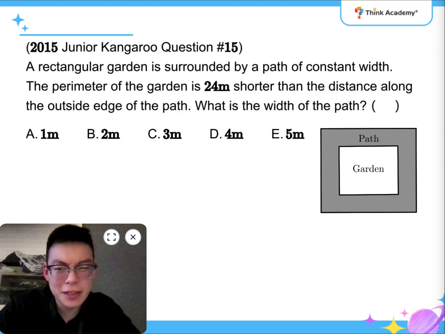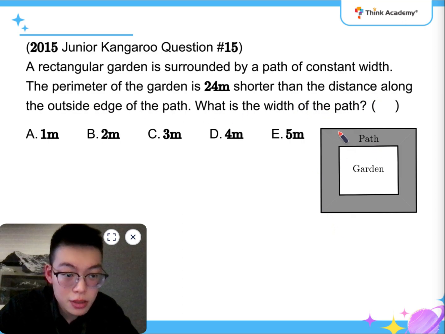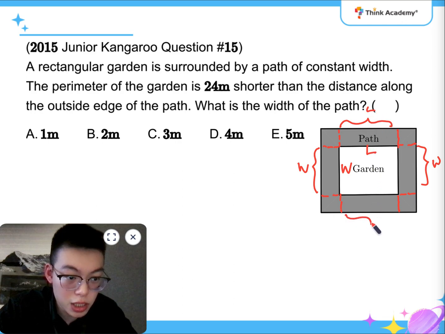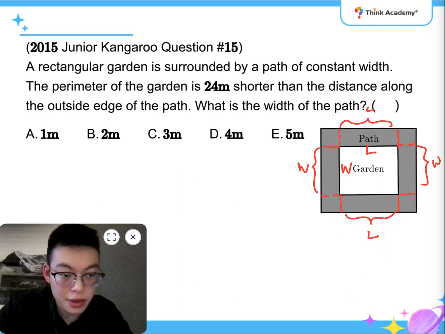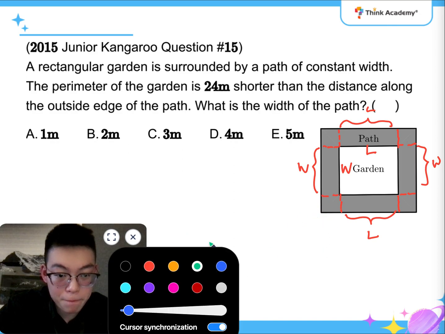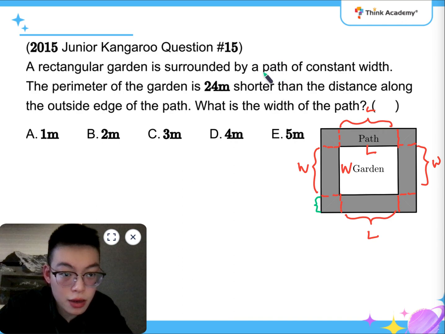And for question number 15, okay. The perimeter of the garden is 24 meters shorter than the distance along the outside edge. So, you can say that if the path has constant width, then the perimeter of the garden contains width and length, right? So this is equal to the width, equal to the width, equal to the length, equal to the length. So it means that these are the width of the path, let's say P.